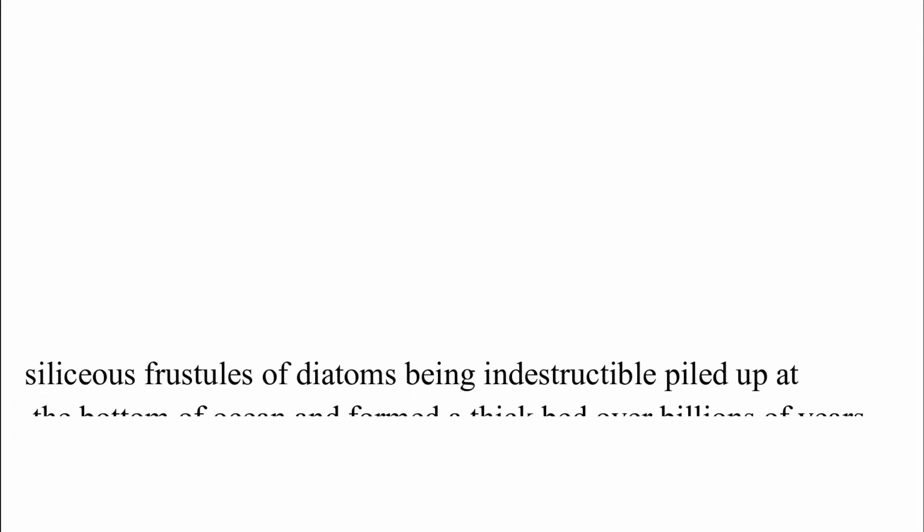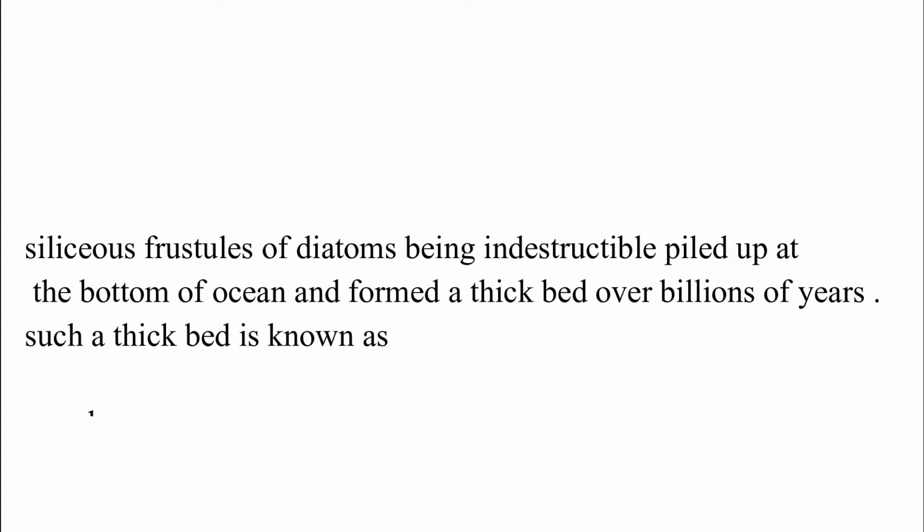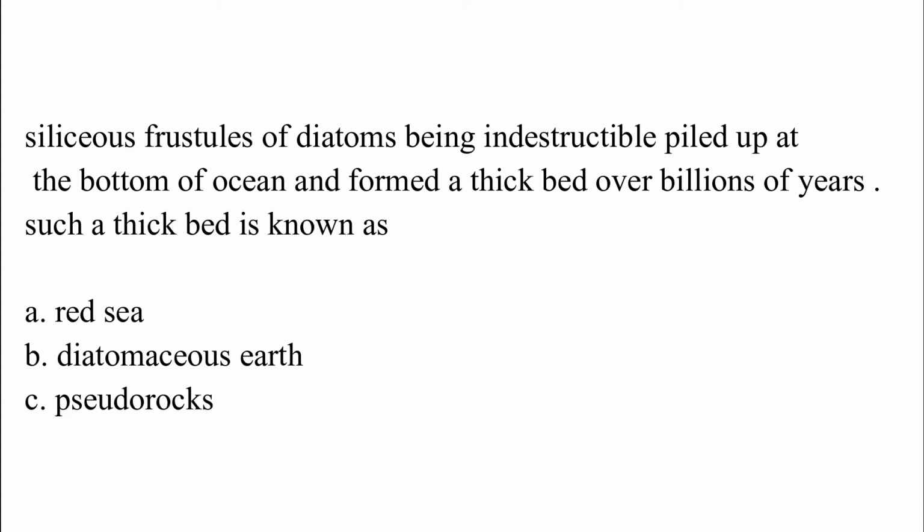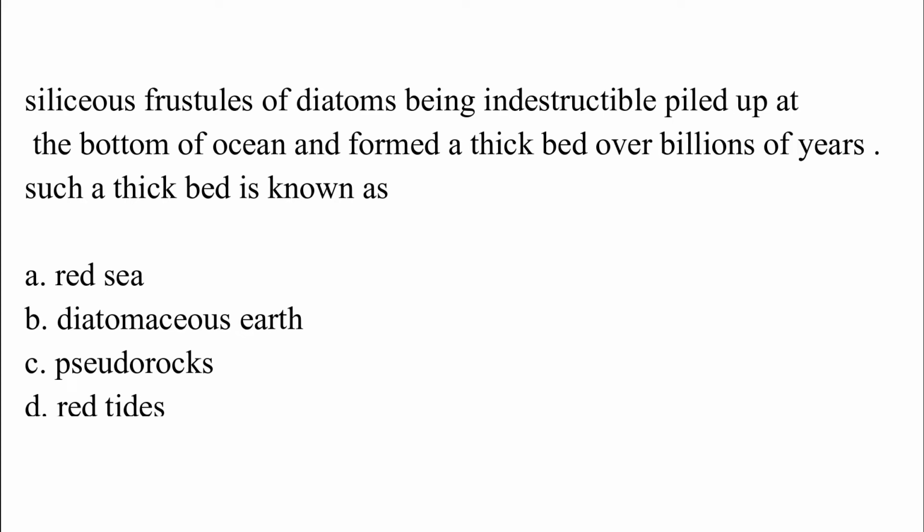Siliceous frustules of diatoms, being indestructible, pile up at the bottom of the ocean and form a thick bed over billions of years. Such a thick bed is known as: option A, Red Sea; option B, diatomaceous earth; option C, pseudo rocks; option D, red tides. The correct answer is option B, which is diatomaceous earth.